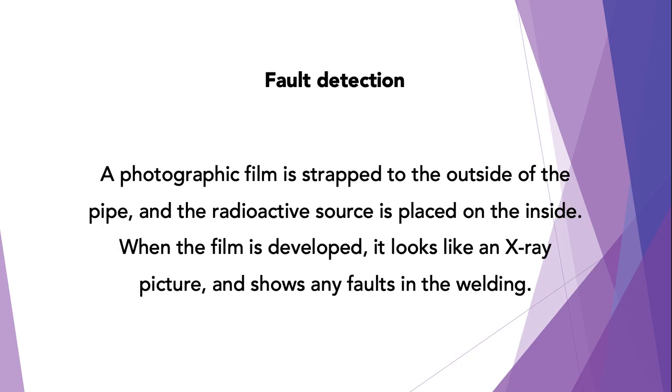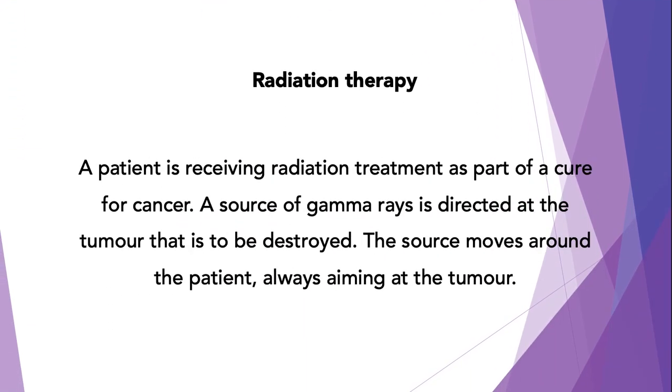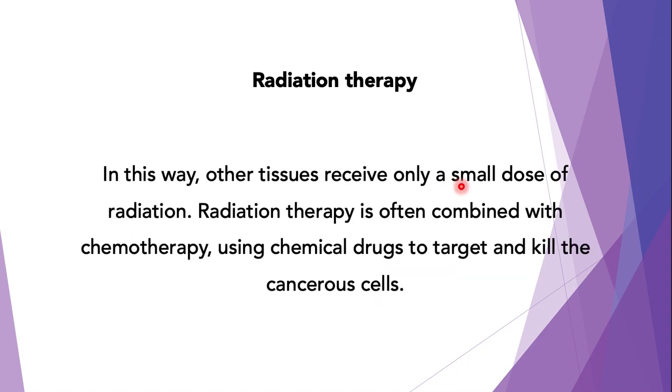Now we're going to move ahead to looking at the uses related to cell damage, starting first with radiation therapy. A patient is receiving radiation treatment as part of a cure for cancer. A source of gamma rays is directed at the tumor that is to be destroyed. The source moves around the patient, always aiming at the tumor. In this way, other tissues receive only a small dose of radiation.